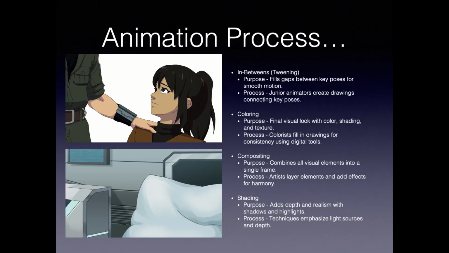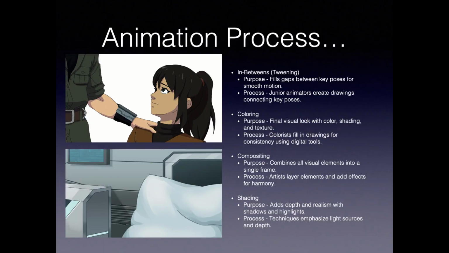This portion gives the animation its final visual look, adding details like color, shading, and texture for each of the frames. Colorists will fill in the character and background drawings with the appropriate colors, ensuring consistency throughout the animation. Digital tools are often used to streamline this process today. Once complete with the coloring phase, we are ready for compositing.